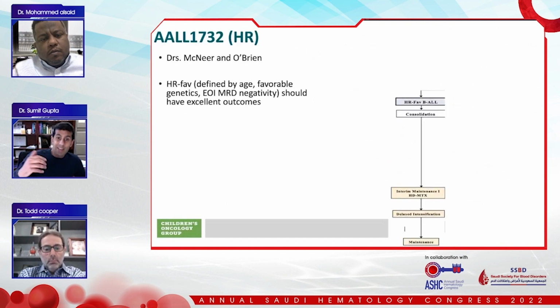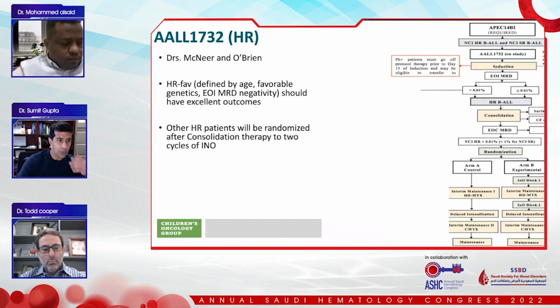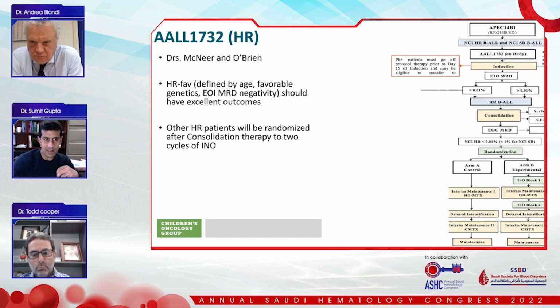So that's why, given that concern of a maybe more significant toxicity profile, this was the agent that was chosen to take forward in 1732, which is for NCI high-risk patients, led by doctors Jennifer McNeer and Maureen O'Brien. In this study, those who have high-risk favorable disease should have excellent outcomes. They're young kids who have favorable cytogenetics and are end of induction MRD negative. So those get siphoned off and just treated non-randomly with standard therapy. And everyone else gets randomized to standard therapy versus standard therapy plus 2 courses of intercalated inotuzumab.